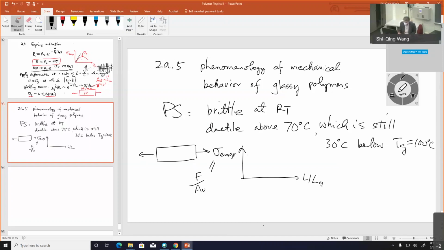Then you find that for one temperature, it's brittle like this. For a second temperature that's a little higher, it may eventually do something like this with a maximum. This is, of course, a yield point. But this is brittle.